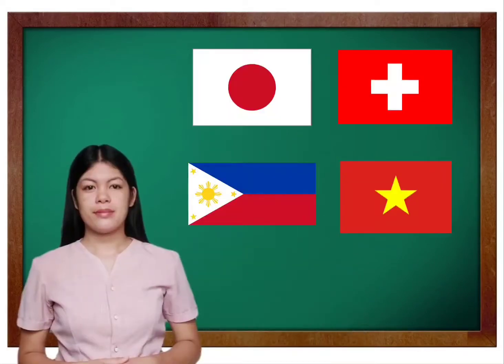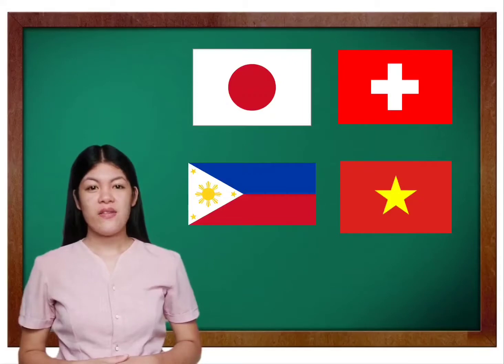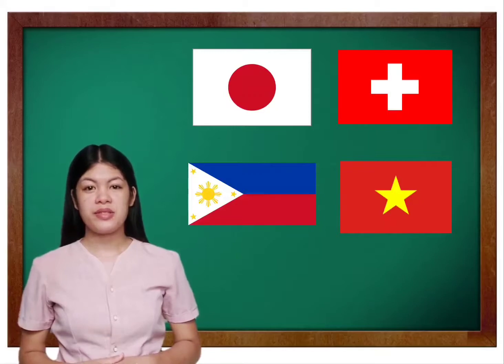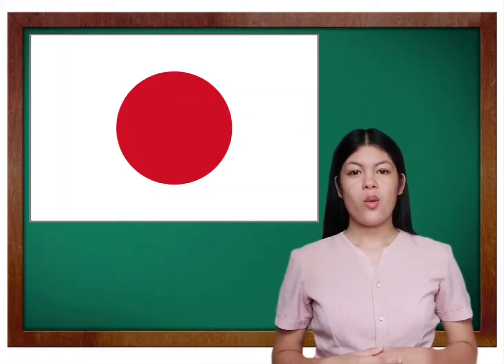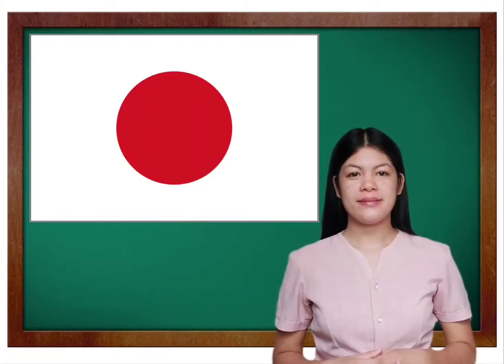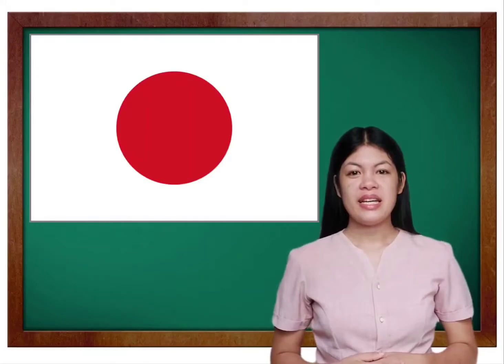Okay, class, try to observe the following pictures. All you have to do is to identify the flags of the different countries and give the shapes and symbols used. What country does this flag represent? Yes, very good. It is the flag of Japan.